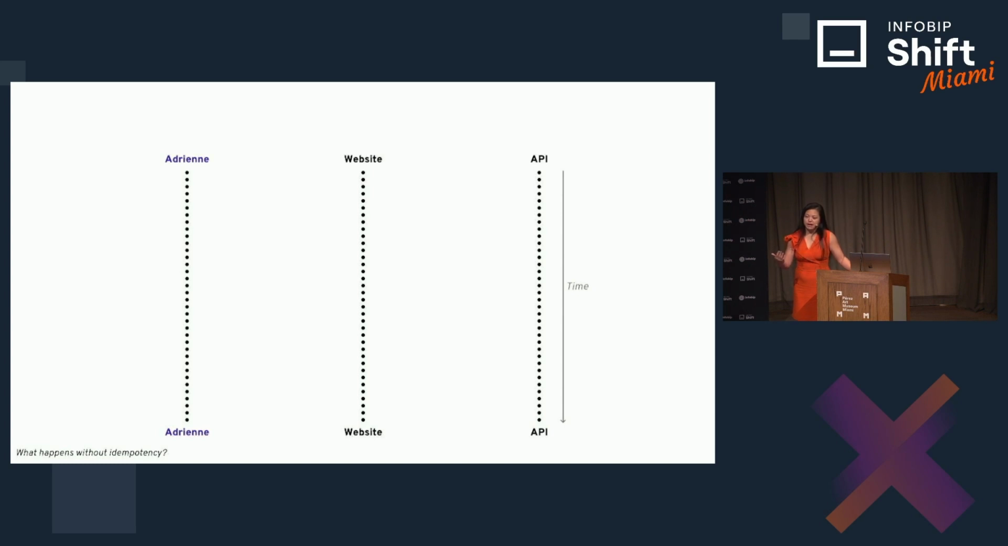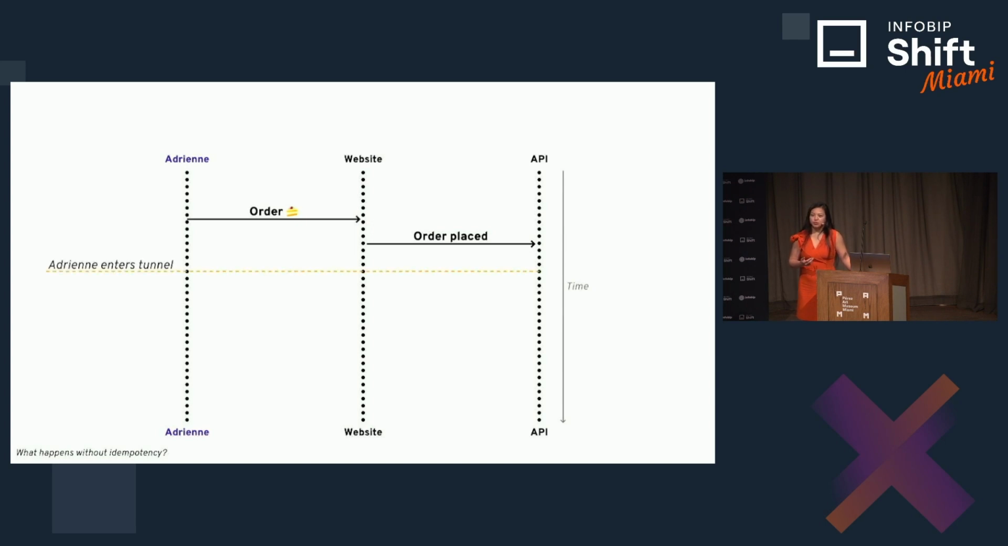And we have the API. And time is flowing downward. That's just the scope that we're going to work within. Now, when I place that order for that delicious strawberry shortcake, it's going to get to the website. Presumably, it's going to place it with the API.